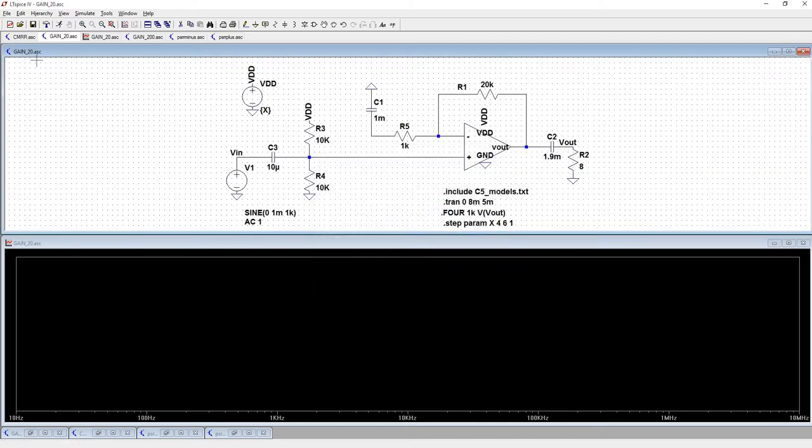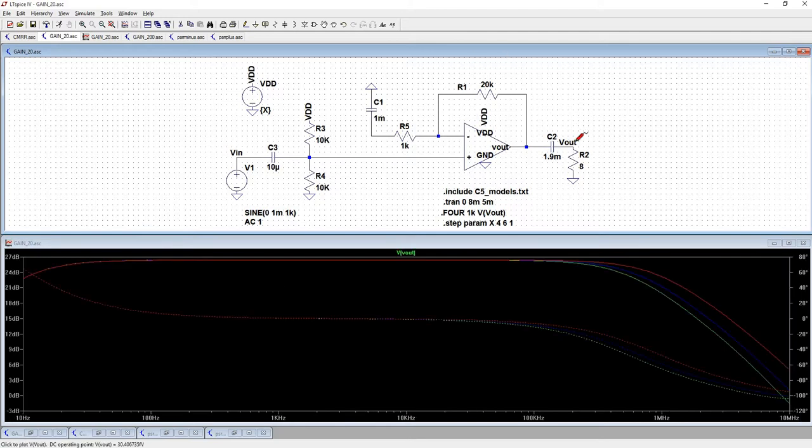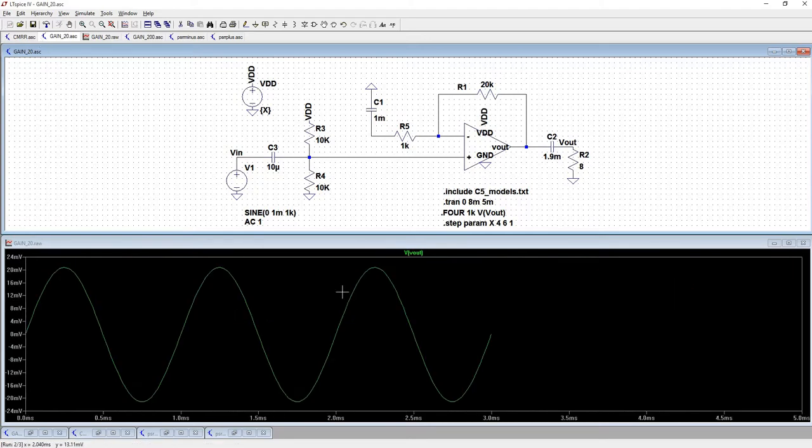So change that. And another thing that's part of the simulation, this .four directive here, this is how we're going to find the total harmonic distortion. And I'll show you how to do that. You can only find the total harmonic distortion with a .four if you're doing a transient analysis. So it wouldn't have even worked if I had tried to run the AC analysis to begin with. So we'll probe V out. Oh, we need to run it again first because that's still the AC. There we go.